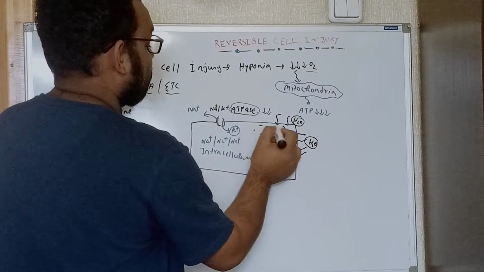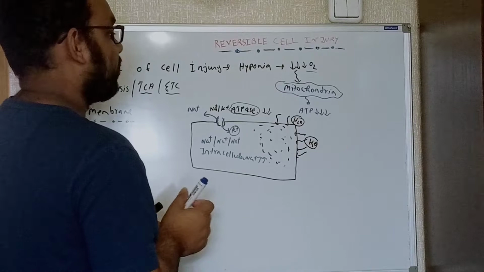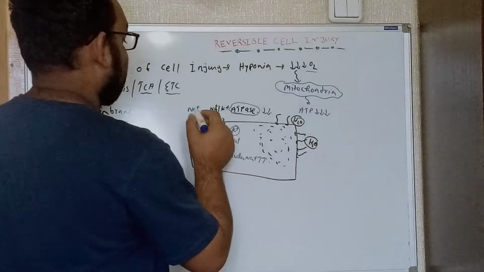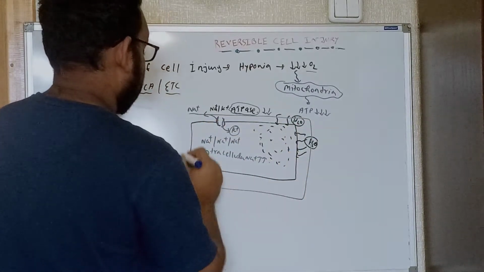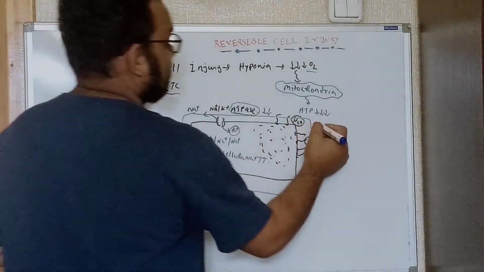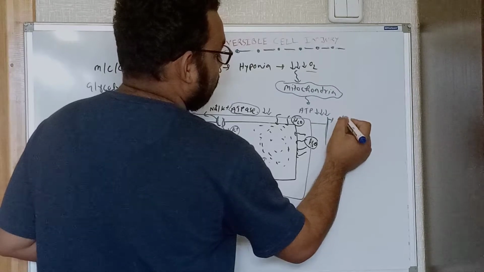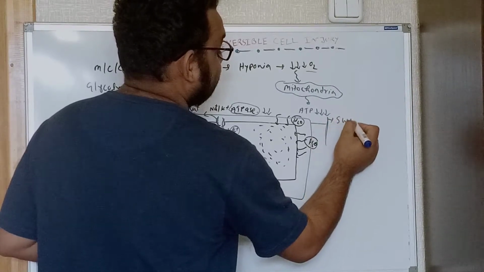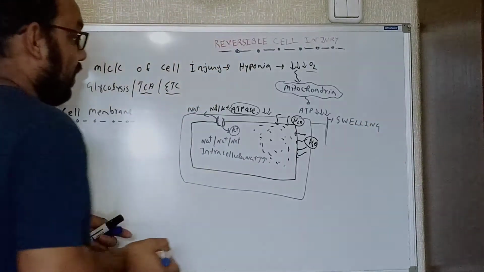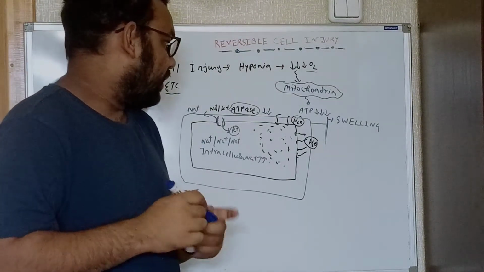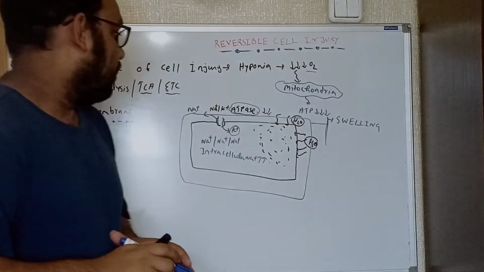Now, the first change we can see under the microscope in reversible cell injury is that the cell will be swelled up, just like this. So the first manifestation under the microscope is cellular swelling, swelling of the cell. Let me write it over here. Then let's look at the next manifestations.